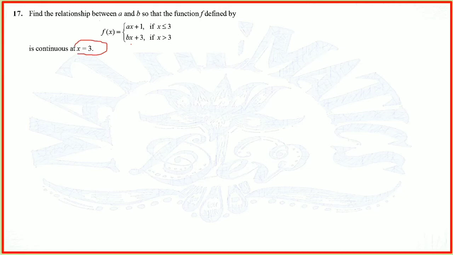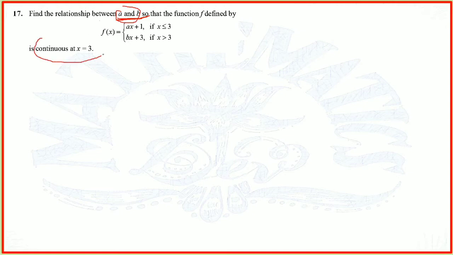Now this question is interesting and a little different from the previous ones. In what respect is this question different? Because it asks to find the relationship between a and b. That means your answer should be something like a linear equation or maybe quadratic or whatever it is. The answer should be in a and b. How? It is already given that the function is continuous.